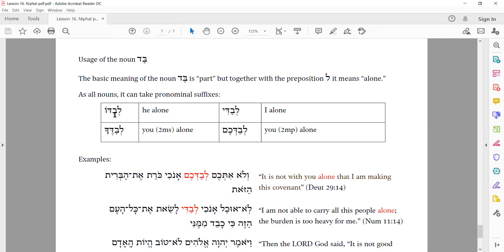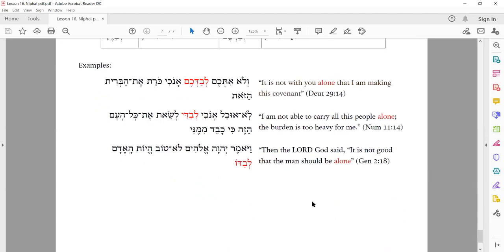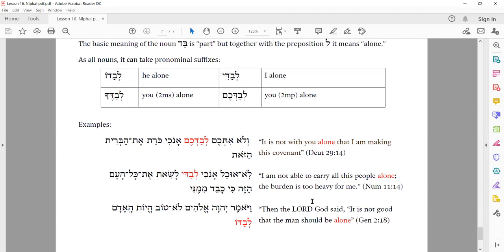Like, for example, if I want to say he alone, it would be levado. If I want to say you alone, levadecha. I alone, levadi, and so on and so forth. So we can add any suffix to this word, and we will have the form. And you can find some examples of these words here.